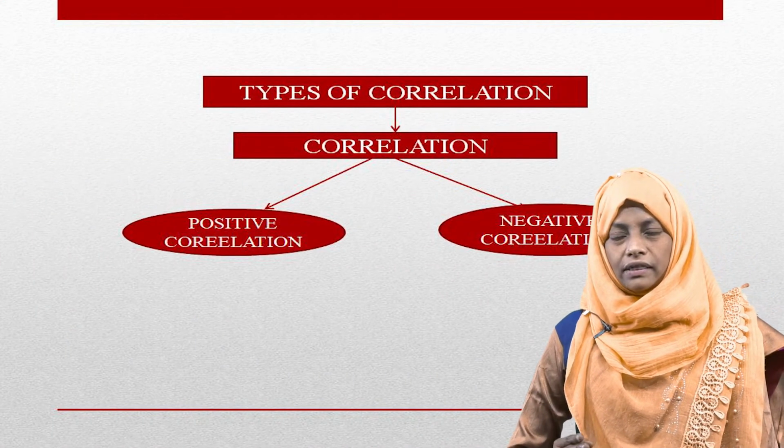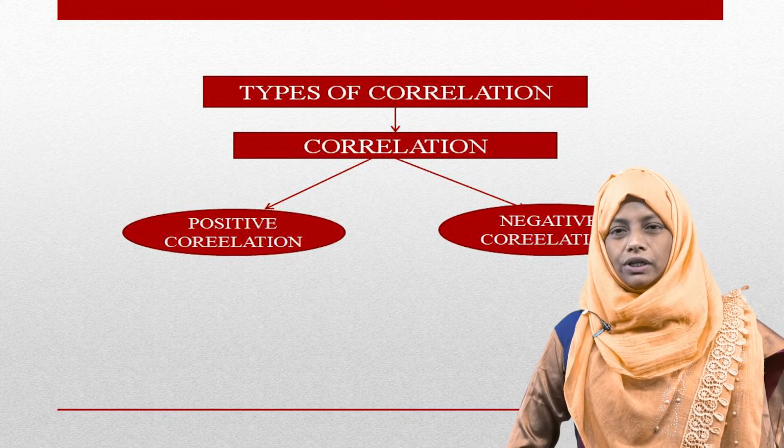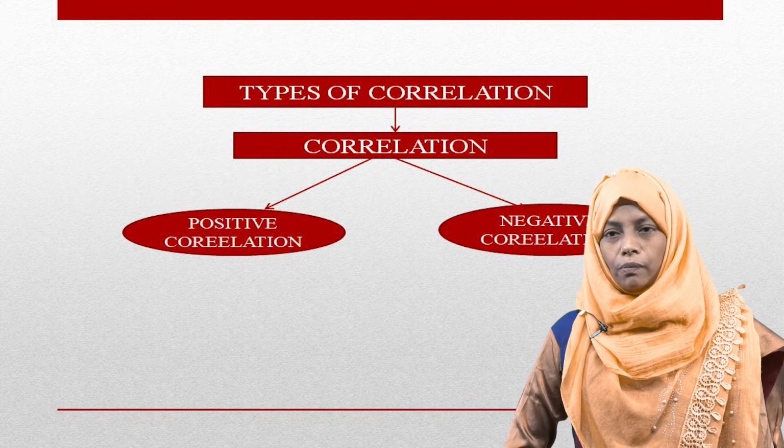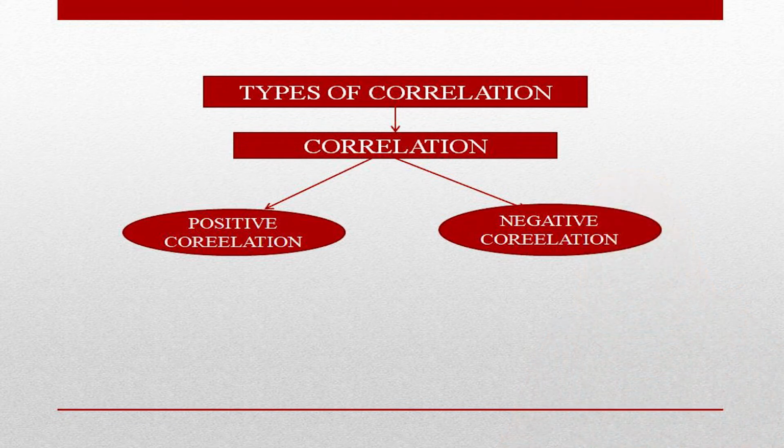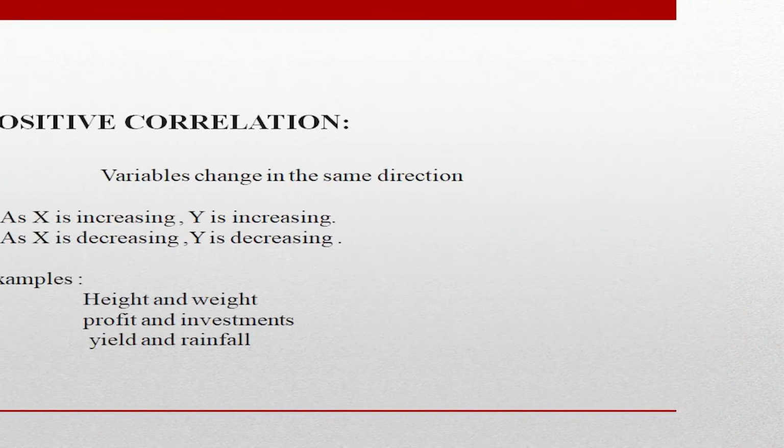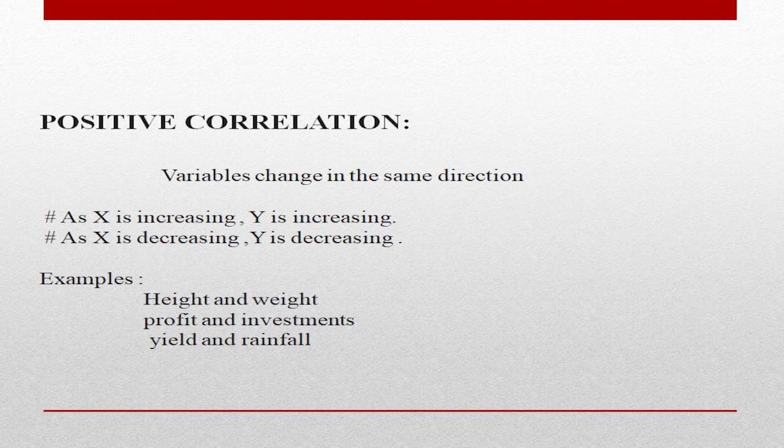Now, let us see the types of correlation. Here, there are two types, positive and negative correlations. Suppose we have variables x and y. In a positive correlation, variables change in the same direction. That is, as x is increasing, y is increasing, or as x is decreasing, y is decreasing.